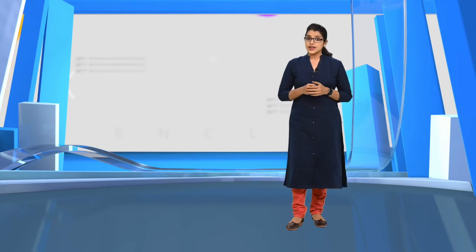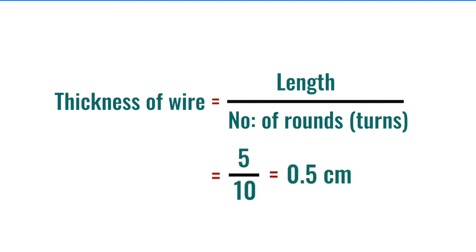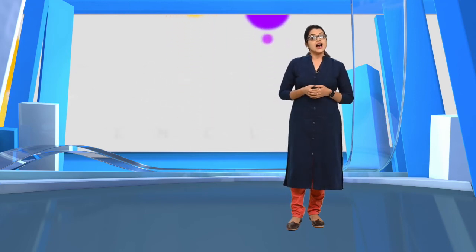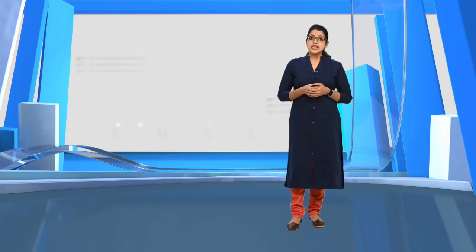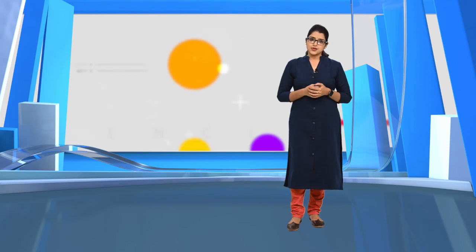For example, if we make 10 rounds and get the length of the round wire as 5 centimeter, then the thickness of the wire would be length divided by number of rounds equals 5 by 10 equals 0.5 centimeter. We can also increase the number of rounds, like 20 or 30, etc., and measure the length. The thickness would be length divided by number of rounds.